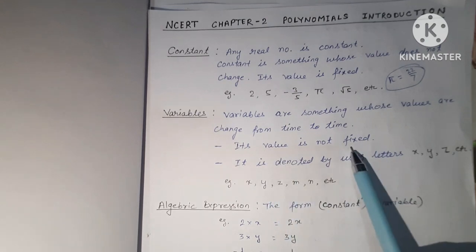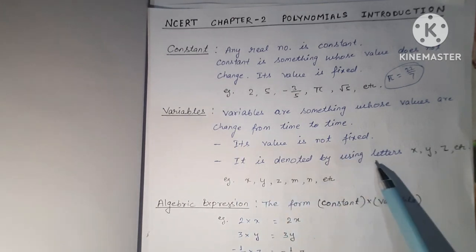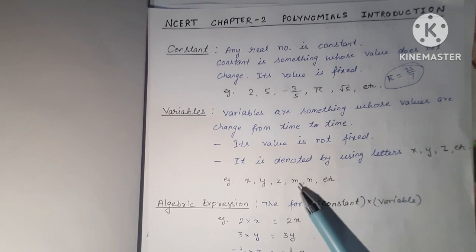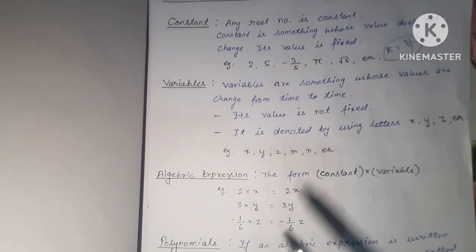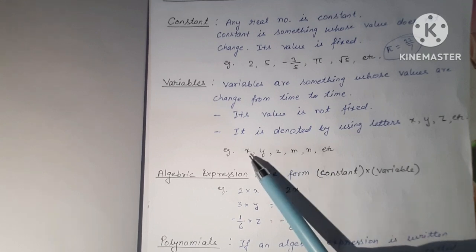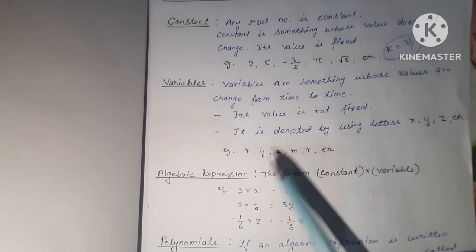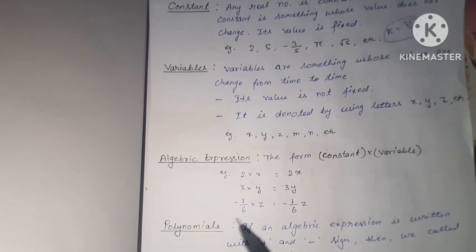Its value is not fixed. And in math we denote the variable using the small letters x, y, z, m, n, etc. Wherever x, y, z is written, we call it variable. Now algebraic expression.